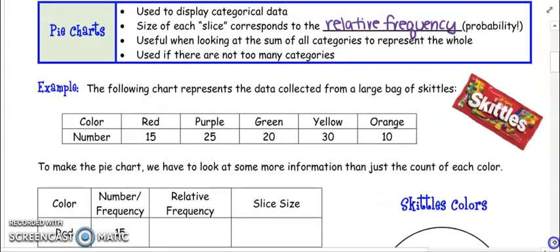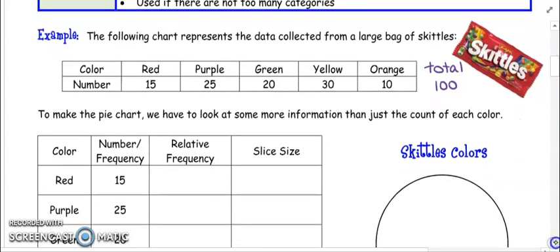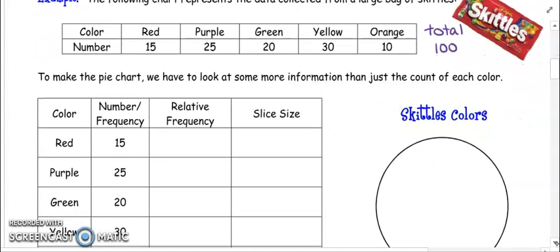All right, so as an example, we're going to talk about a large bag of Skittles. And in that bag, I've got 15 red, I've got 25 purple, I've got 20 green, 30 yellow, and 10 orange. Now, if we total those up, there were a total of 100 Skittles in that bag. Now, to make that pie chart, we've got to look at some information, okay? Other than just counting each color up.